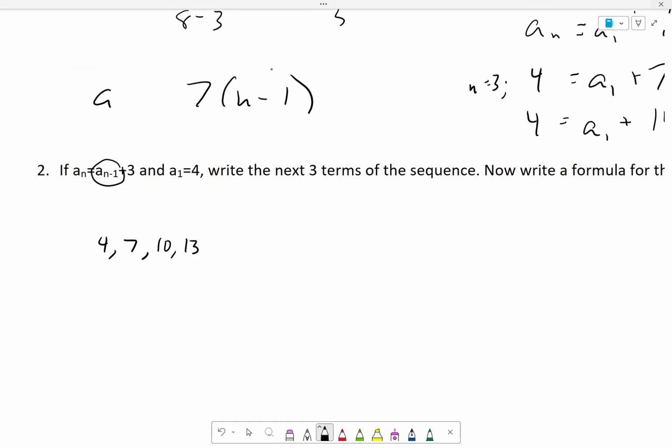Cool. From here, I could also rewrite this relationship and say a sub n minus a sub n minus 1 is equal to 3. I don't know if he showed you that relationship. And so a sub n minus a sub n minus 1, that is just the common difference. That's another way of writing that there. Common difference.